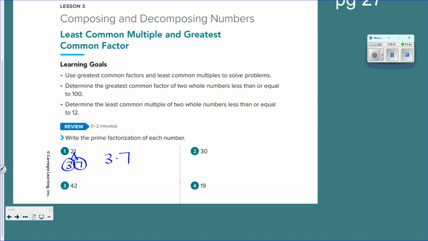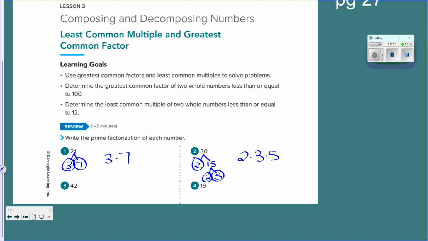All right, 30. Can 2 go into 30? Yes. How many times? 15. 2 is a prime number, so I circle it. I can keep going with 15. What makes 15? Can 2 go into it? No. 3? Yes. 3 times 5. Both of those are prime numbers, so I get 2 times 3 times 5.